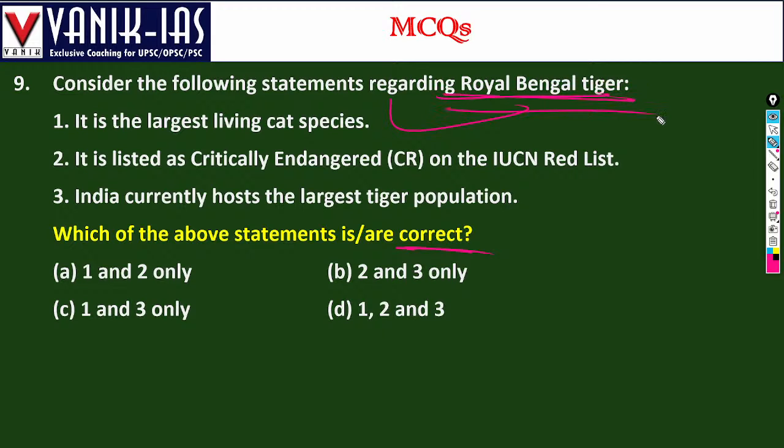It is found in the Sundarbans. It is listed as critically endangered in the IUCN. No, it is not critically endangered, it is endangered. India currently hosts the largest tiger population, and the tiger is not critically endangered, it is endangered. Critically endangered means very few individuals are present. So here options 1 and 3 are correct.